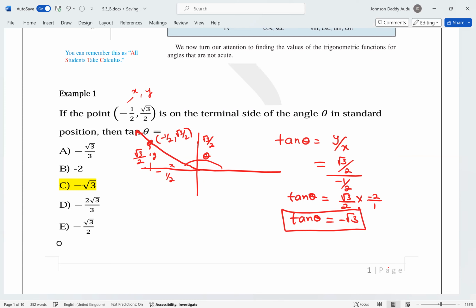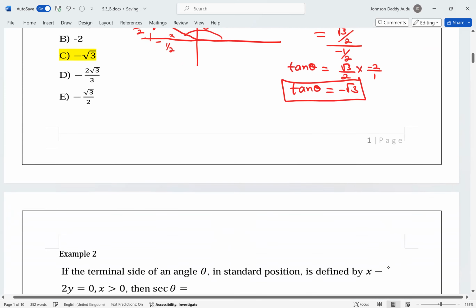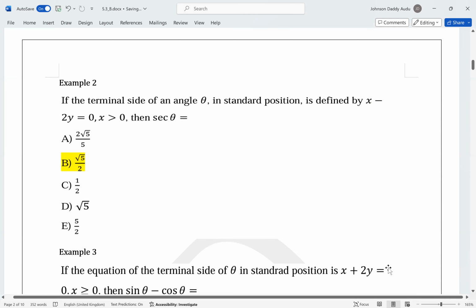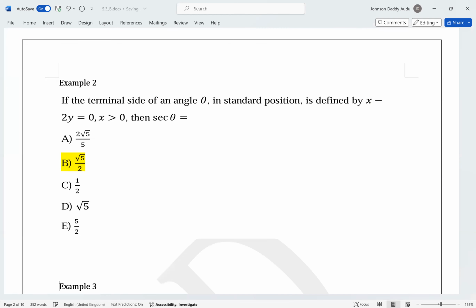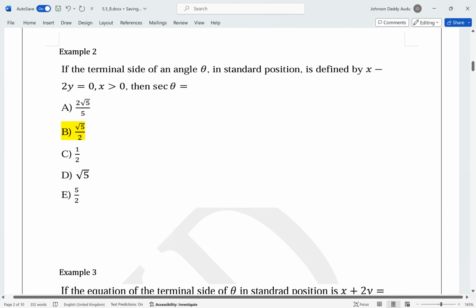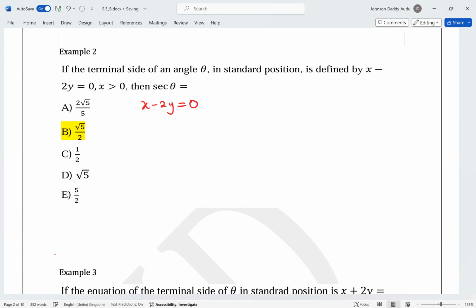All right, so let's move to the second one. It says that the terminal side of angle theta in standard position is defined by the line x minus 2y equals 0, right? But we're also told that x is greater than 0, so we have to use this information. This means that x is 2y, and we can say that y is equal to x over 2.